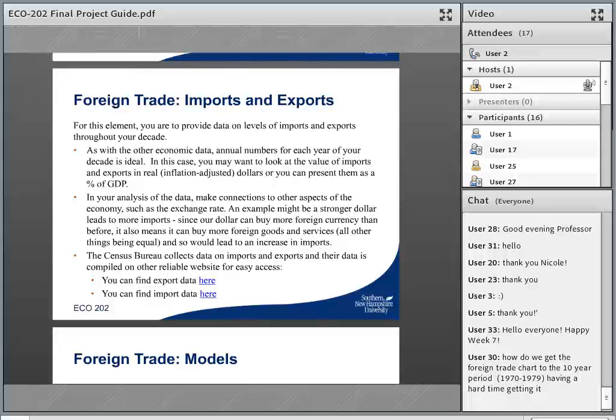Some students have their exports and imports graphs separate, and some have them together. It doesn't matter. You can have them together or separate. I would recommend that you do them separately instead of just showing net exports, because we do want to see the movement of each separately. So I would encourage you not to combine them into net exports.